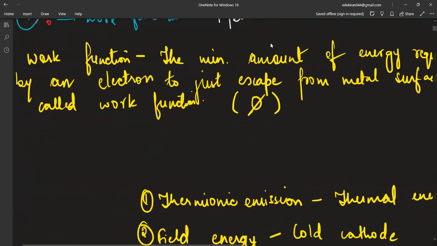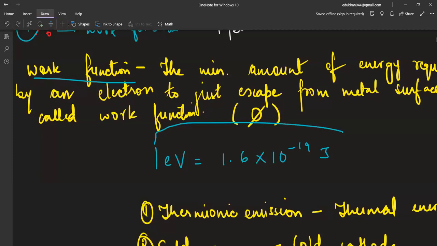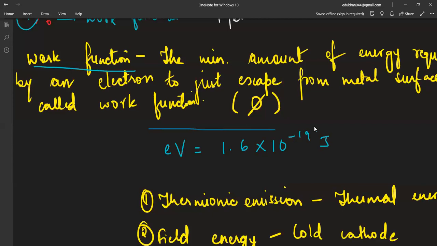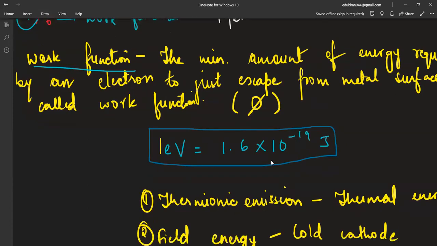So let's see the definition. See, what is work function? Work function is the minimum amount of energy required by an electron to just escape from the metal surface. This is called the work function. 1 electron volt, you should remember for conversion, is 1.6 into 10 to the power minus 19 joules. This will be used. All right, so 1 electron volt is 1.6 into 10 to the power minus 19 joules.